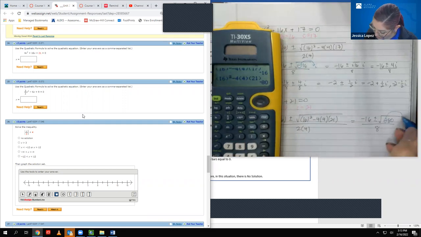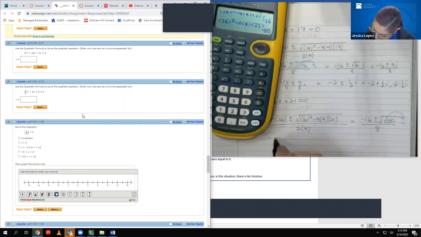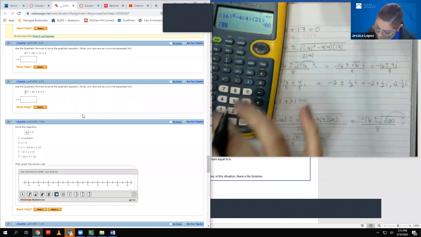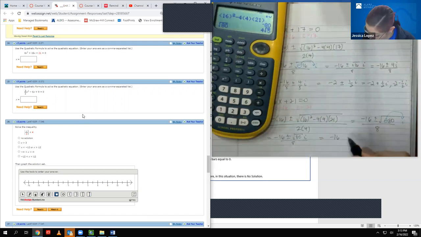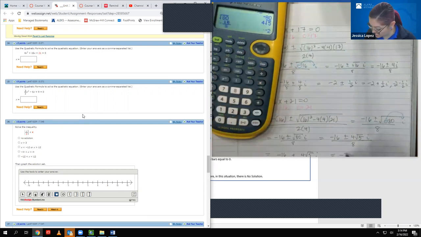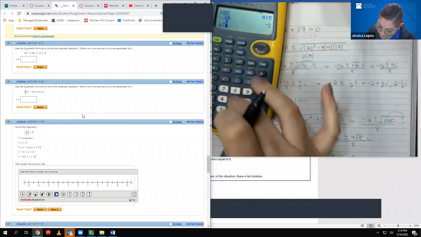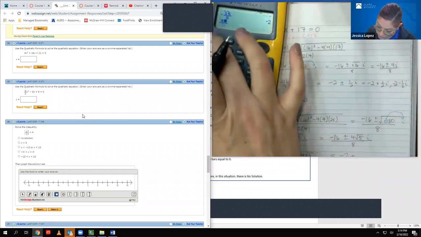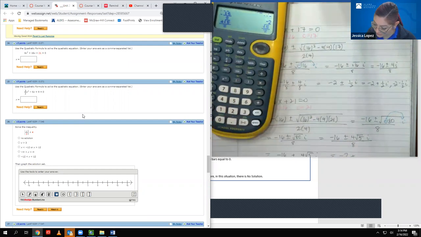So the negative will come out of the house as an i. And the square root of 80 is not perfect, but it does simplify. So we get 4 square root of 5 with the i, all over 8. Now we do know because of the i, we have to separate this. So negative 16 over 8 plus or minus 4 square root of 5 over 8 with the i on the side. Negative 16 over 8 does simplify to negative 2, and 4 square root of 5 over 8 simplifies into the square root of 5 over 2 with the i on the side.